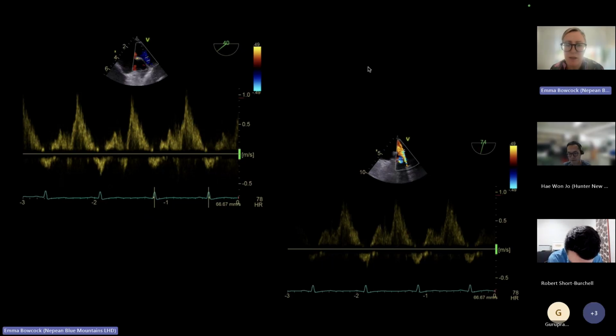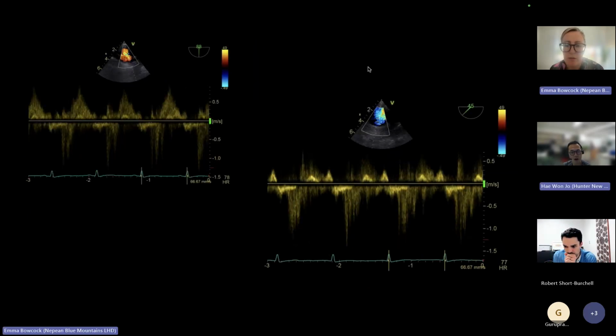These are the left-sided veins, upper and lower. Yep. And these are the right. Oh, sure. Okay, sure. And I think the right more convincingly shows systolic flow reversal, probably from the eccentric jet.